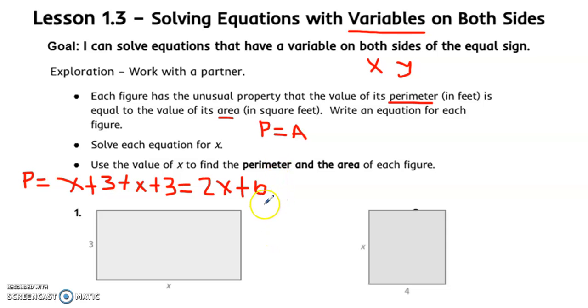Now we need to find the area. We'll do that in blue. Area, and remember area is base times height. So the base is x, height is 3. So x times 3 is 3x.